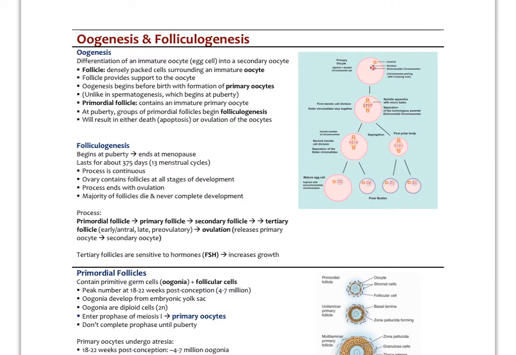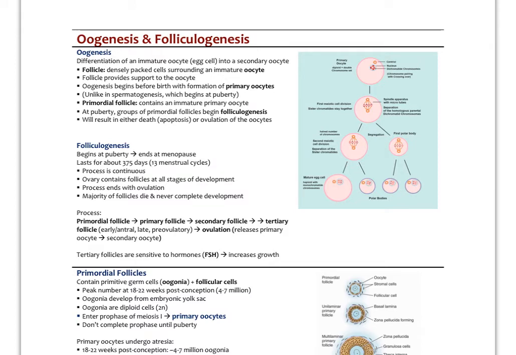So unlike that picture I showed you in the previous video, where we looked at the ovarian cortex and you see the nicely arranged different stages of follicular development, really the cortex contains follicles at all stages of development. And the process is going to end with ovulation. The majority of follicles never complete their development, and they're going to die.